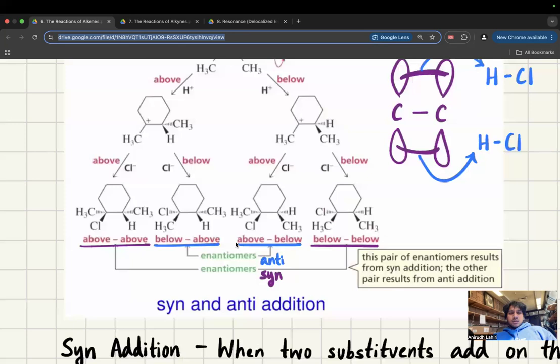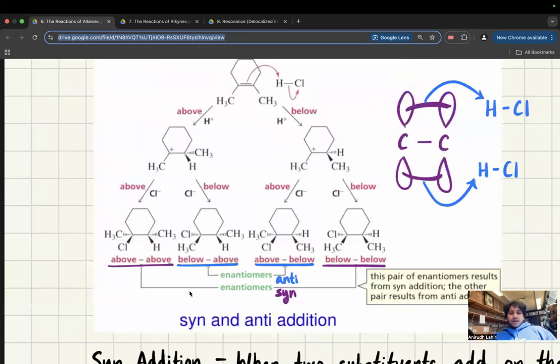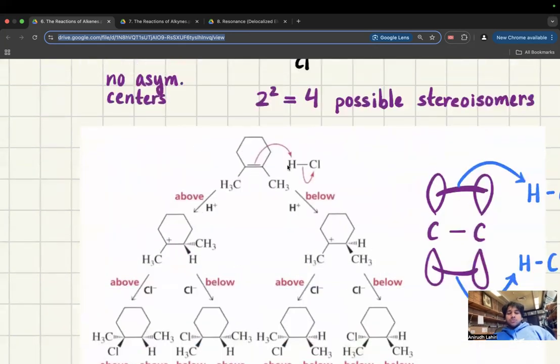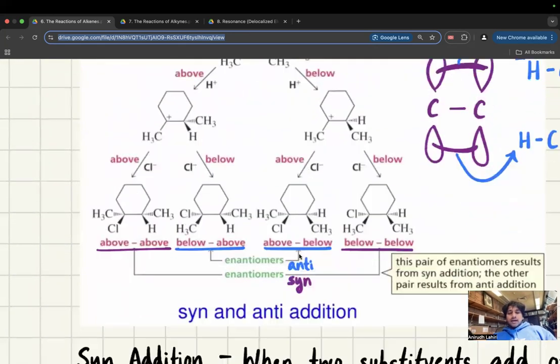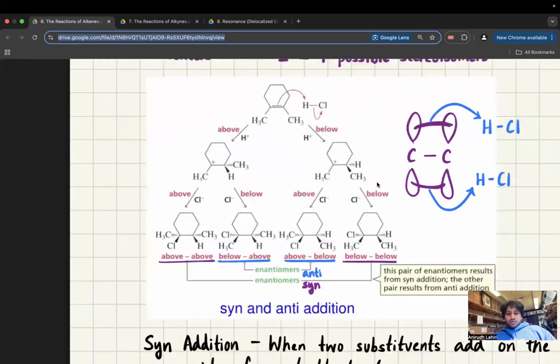This one is anti, because we added a Cl and we added an H, and this Cl is opposite to this H. Those are the two groups we added. That's why it's anti: one is up, one is down. Here you see Cl and H are both on dashes, and here both are on wedges, so those are syn.